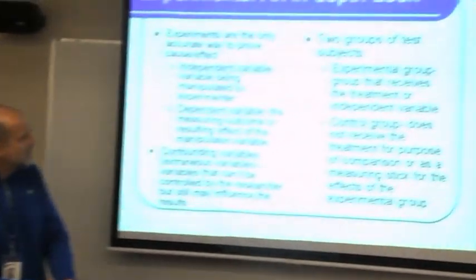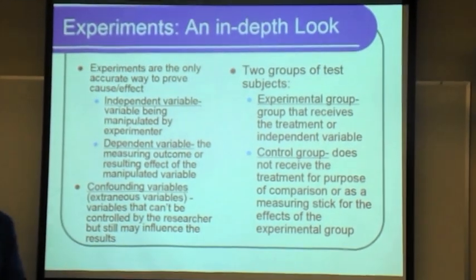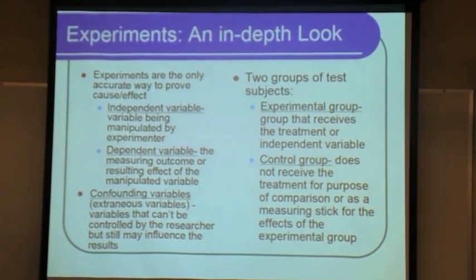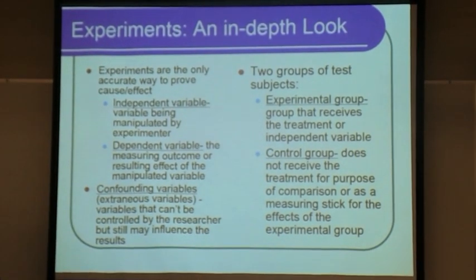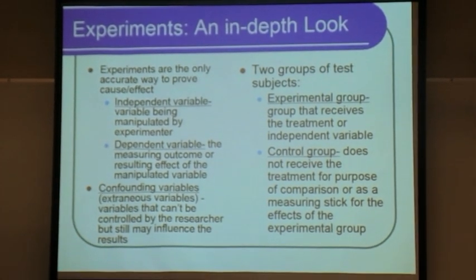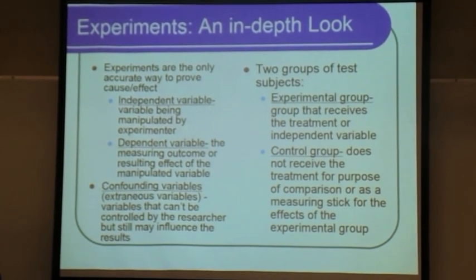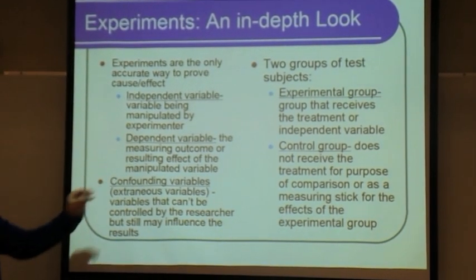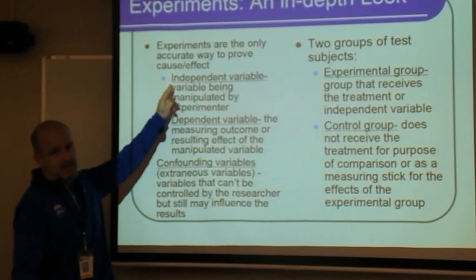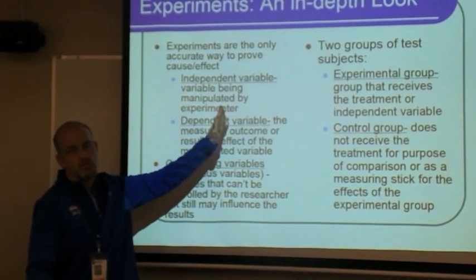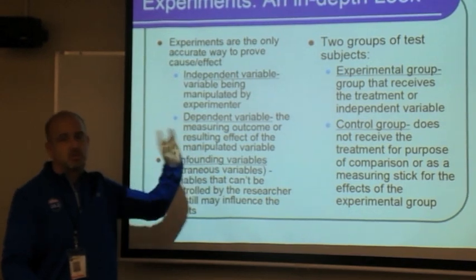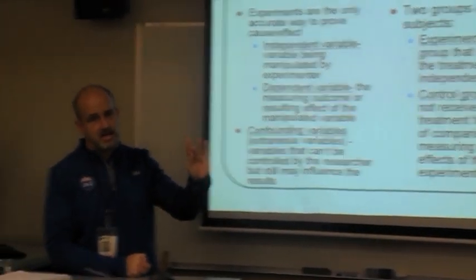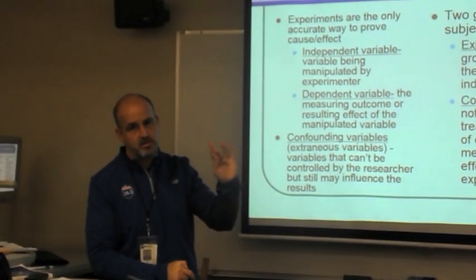Now, this chart right here obviously has a lot of information on it. This is one you have to know, the experimental makeup. Now, experiments are the only accurate way, like I said, to prove cause and effect. The independent variable is the variable being manipulated. How you remember this is independent, IN, is what the researcher is interested in. That's what they're interested in. The IN, okay, the independent variable, that's their interest.